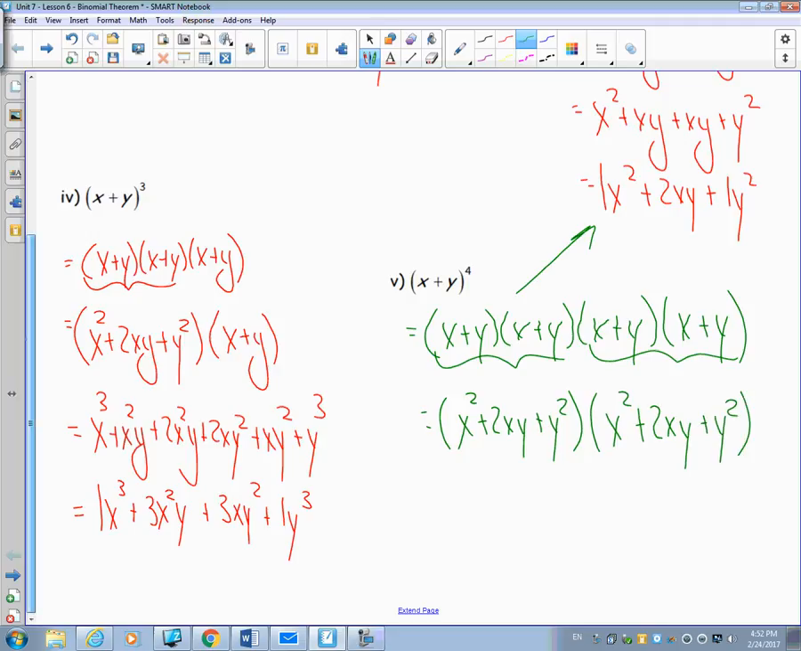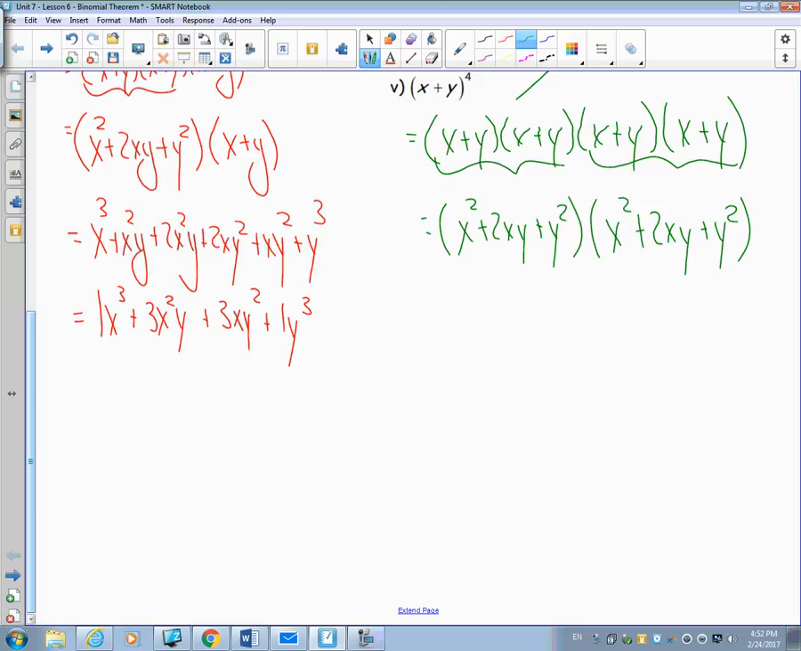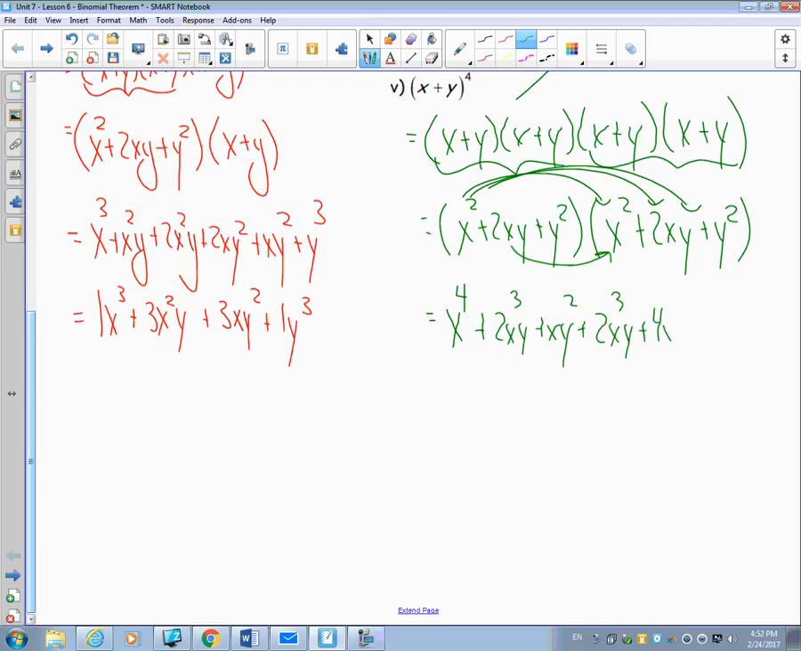How do I FOIL 3 terms times 3 terms? Everything in the first bracket by everything in the second. So x squared times x squared, that's x to the 4. Then we'll do this one, that gives me 2x cubed y. And then this one, x squared y squared. Then we go to the next piece: 2x cubed y plus 4x squared y squared plus 2xy cubed. I'm going to run out of room here, so I'll move this over a little bit.